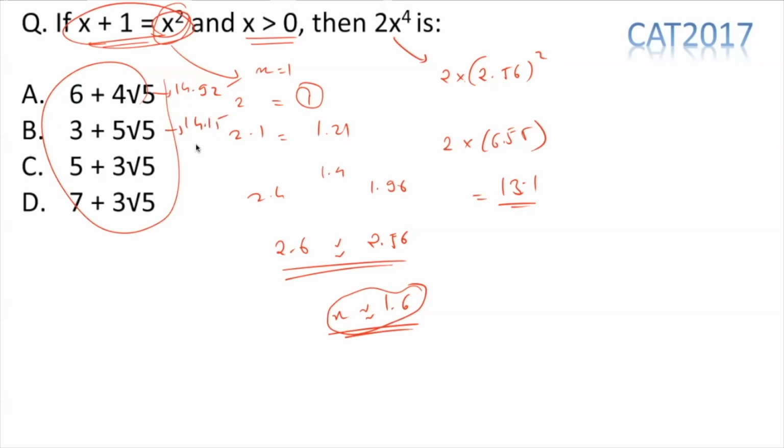No. Next is 2.23 into 3, 6.69 plus 5. This is 11.69. And the last one is 3 into 2.23 plus 7. This is 13.69. Yes. So roughly this is what we want. Option D is the correct answer.